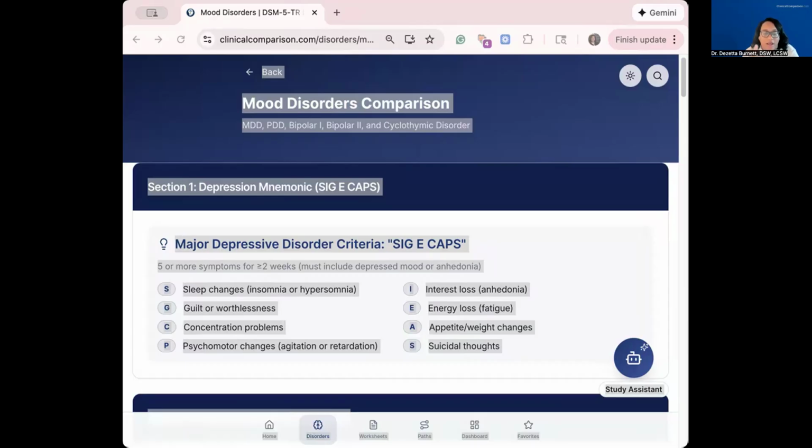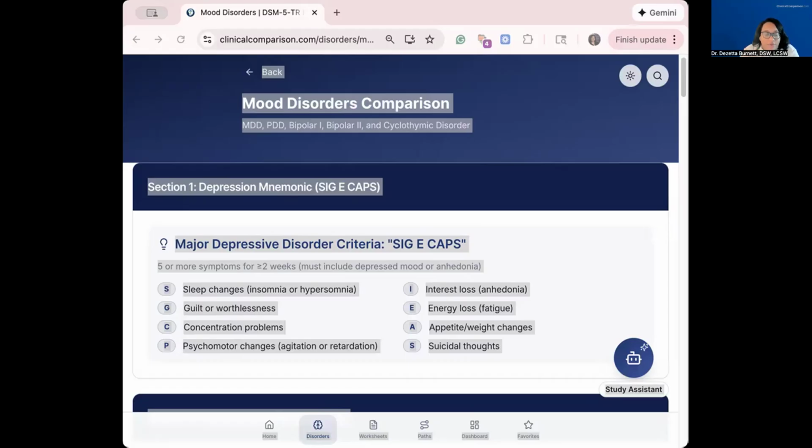So what you saw on the mnemonics, comparison tables, the vignette, there are practice questions here, right? Here are the practice questions. So what is the minimal duration of a manic episode? We just talked about that. 1 week or any duration if hospitalization is required. You see these. So we have the mnemonics, the questions, the vignettes. This is one module out of 150 clinical comparison libraries, right?